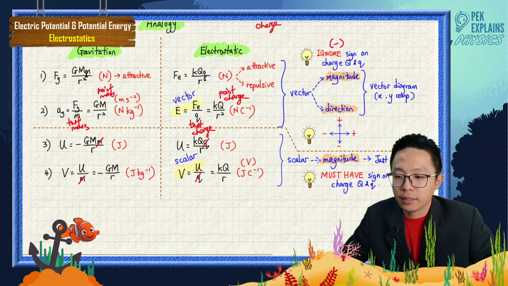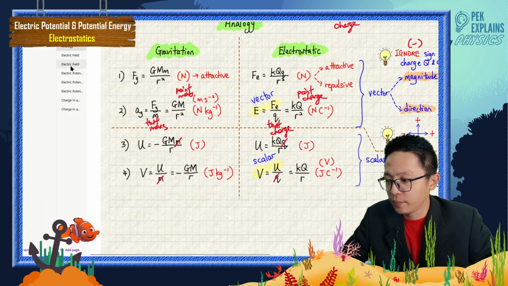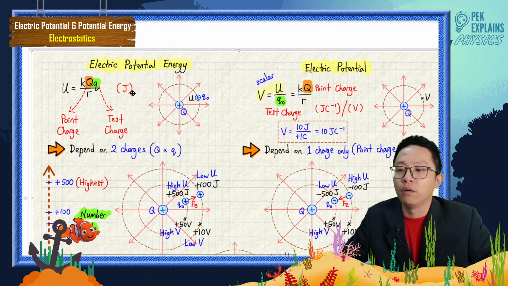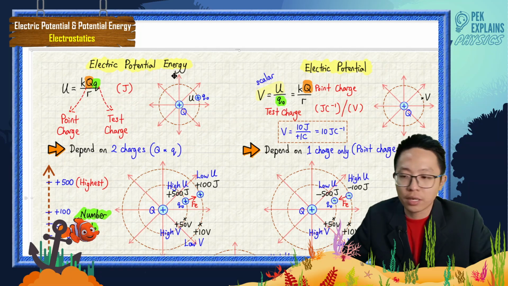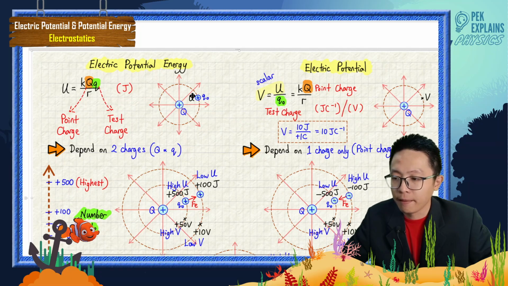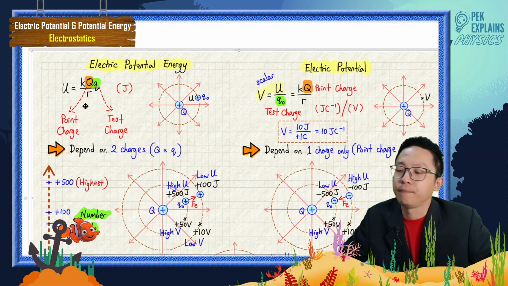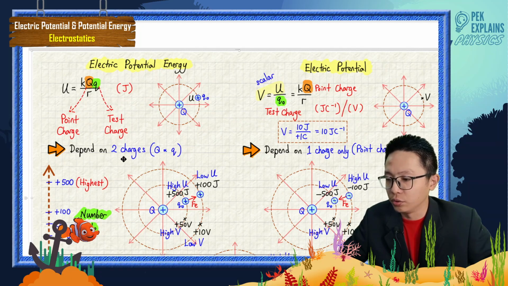All right, let us continue to dive deeper into the meaning of these two: electric potential energy and electric potential. Let us look at what is meant by electric potential energy. Electric potential energy is kQq over r. So electric potential energy depends on two charges.